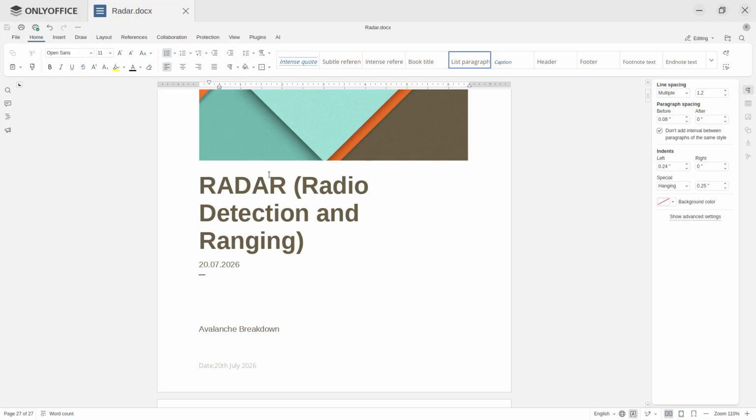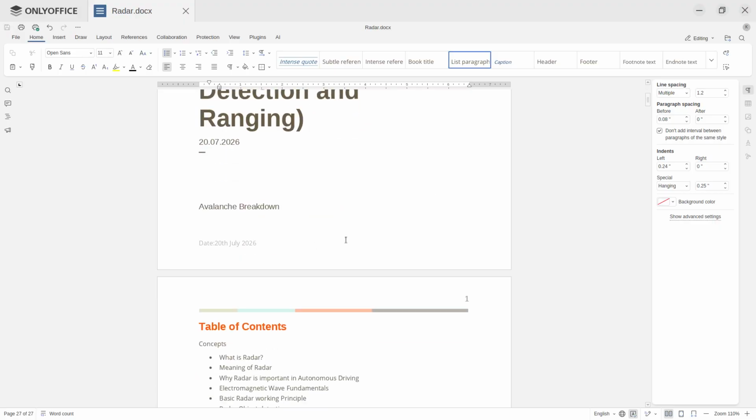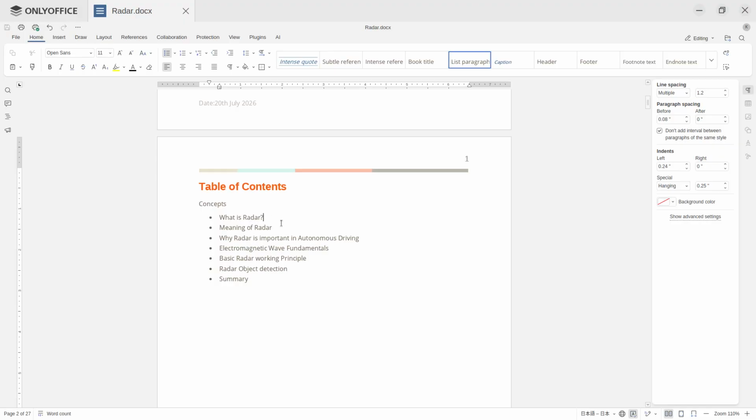So we have completed radar, radio detection and ranging, and in this chapter we have seen the meaning of radar, why radar is important in autonomous driving, electromagnetic wave fundamentals, basic radar working principle, radar object detection, summary.